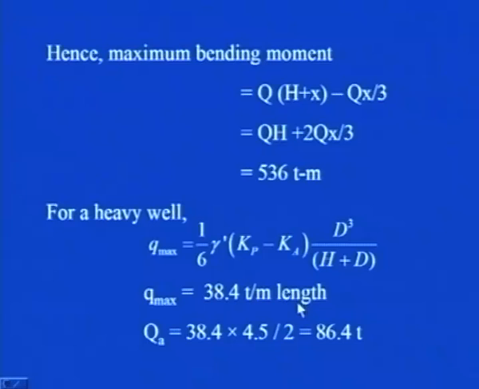So, in case of the light well, it was 23.68 ton per meter length. However, in this case, you are getting it to be 38.4 ton per meter length. And correspondingly, that Qa, that is the total allowable force, will be 38.4 into the external diameter of the well divided by the factor of safety, which is 2, and this will result in 86.4 ton. So, with the help of this example, I hope you got the idea of how you can analyze a real field problem related to the well foundation by considering Terzaghi's analysis.